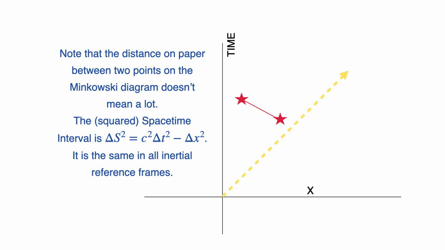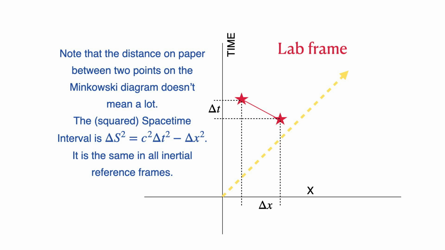Now notice that the distance on paper between 2 points on the Minkowski diagram doesn't mean a whole lot. The definition of a space-time interval has a minus sign in it, so it's very different from ordinary Euclidean space. The space-time interval is the same in all inertial reference frames. So let's pick 2 points. It's easy to read off delta t and delta x in the lab frame just by looking at the graph.